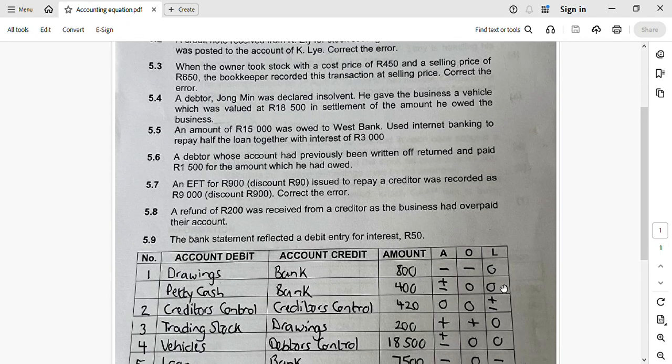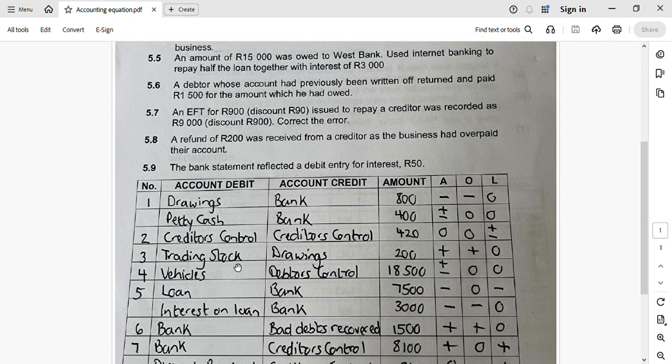Number 3, when the owner took stock with a cost price of 450 and a selling price of 650, the bookkeeper recorded this transaction at selling price. You need to correct the error. In other words, you decreased trading stock here by 650. You should have only decreased it by 450. So you need to add back to trading stock, which increases your asset, and decrease drawings. If drawings goes down, owner's equity will go up.